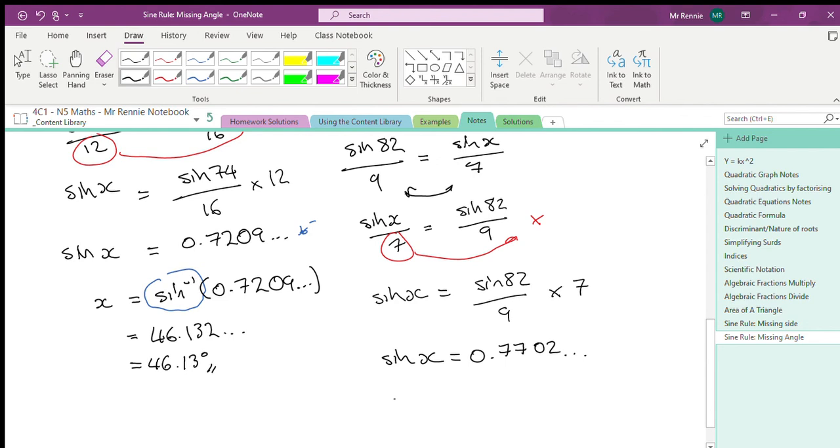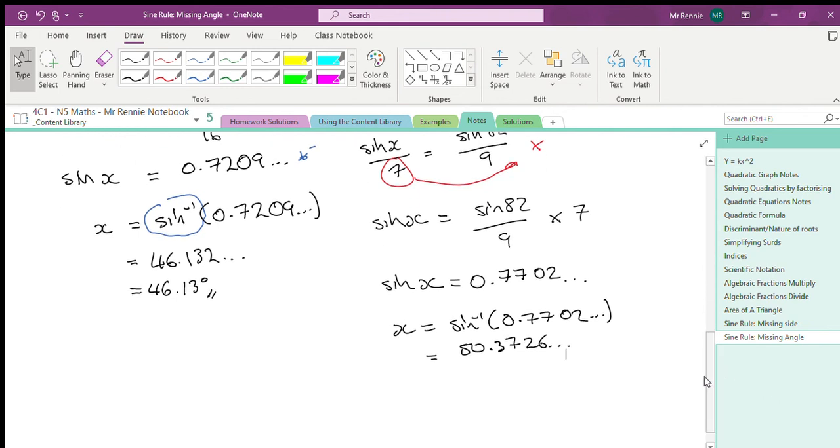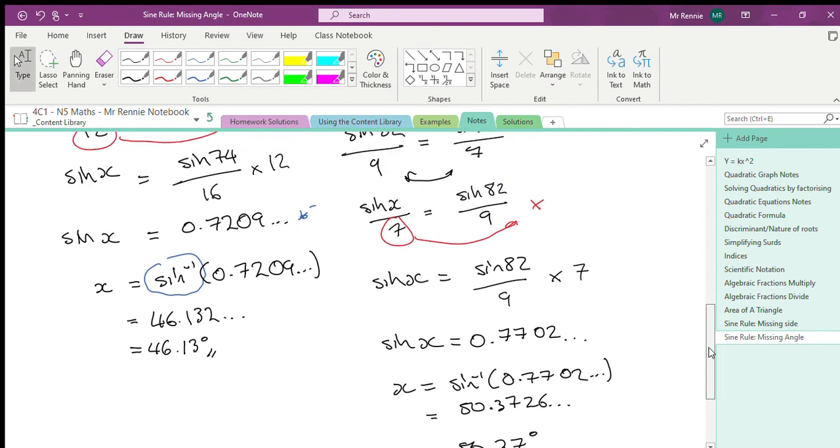So in order to find X, I'm going to take the sine inverse of 0.7702, and that's going to give me an answer of 50.3726. So if I round that answer to 2 decimal places, I get 50.37 degrees. Okay, so there's 2 examples where we have worked out the missing angle using the sine rule. Okay, thank you.